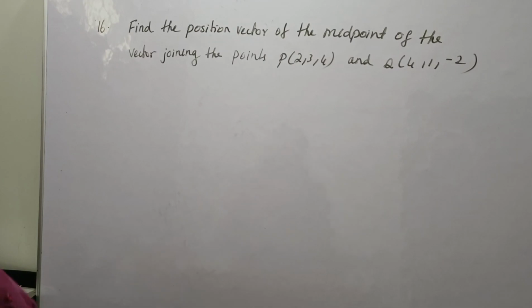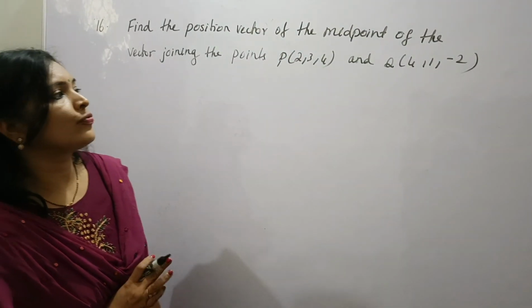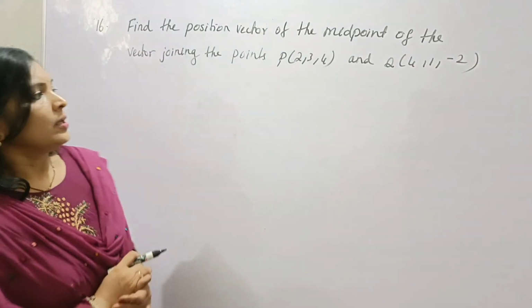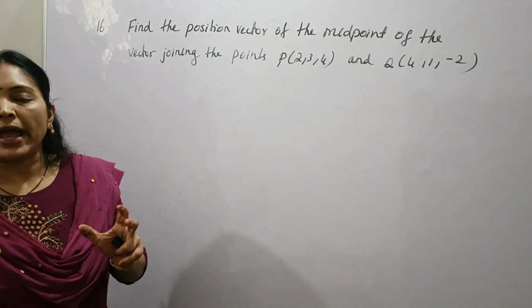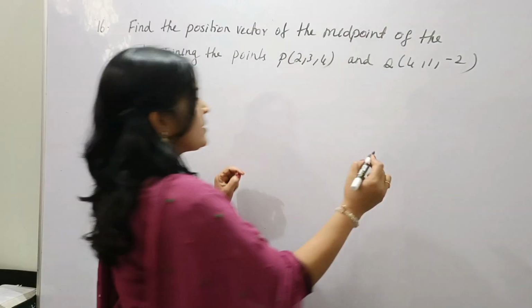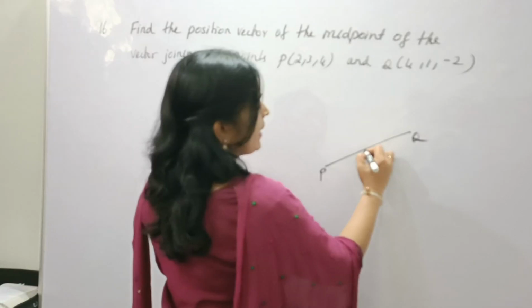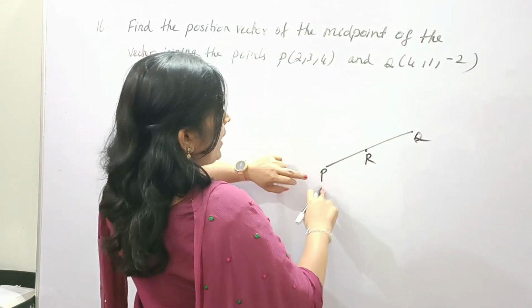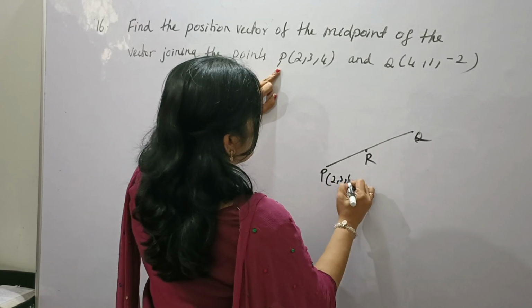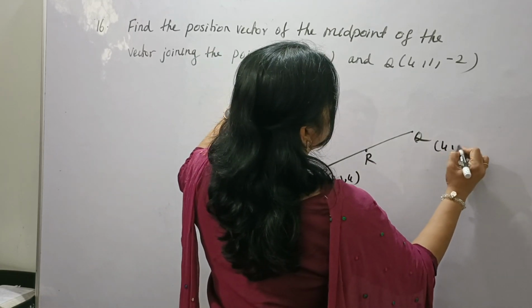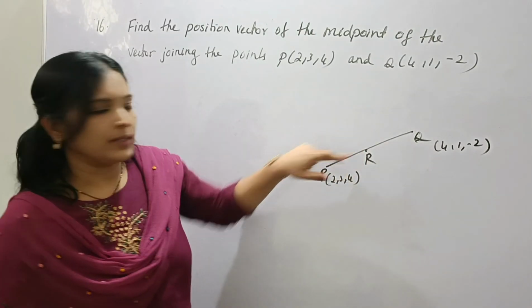Find the position vector of the midpoint of the vector joining the points P of 2, 3, 4 and Q of 4, 1, minus 2. This also we have studied, finding the midpoint of a line joining two points, right? Suppose it is PQ, and the midpoint is R. The line joining the points P of 2, 3, 4 and Q of 4, 1, minus 2 is given. Now we can find R, right?